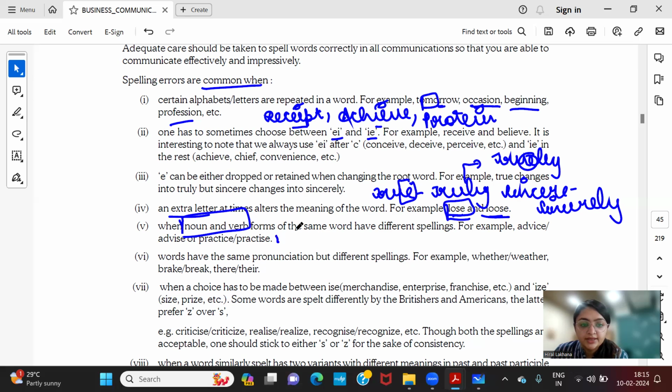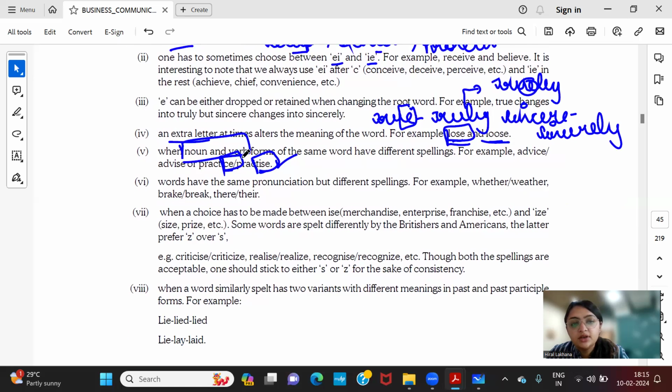Similarly, we have practice with a C and practice with an S. Practice with a C is the noun and practice with an S is the verb. Now, words which have the same pronunciation but different spelling are again homophones that we were talking about. Even in the case of homophones, we need to understand which word we are exactly referring to, and depending on the word, we should also take up the spelling.